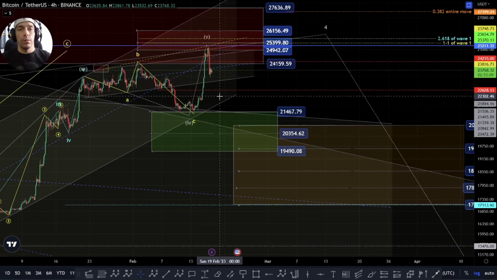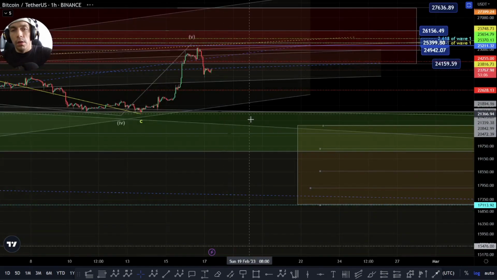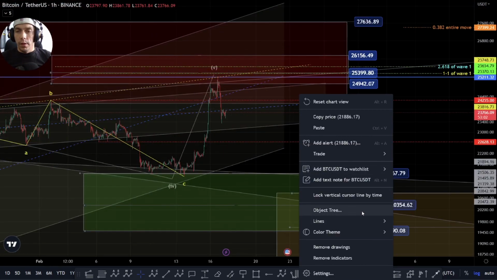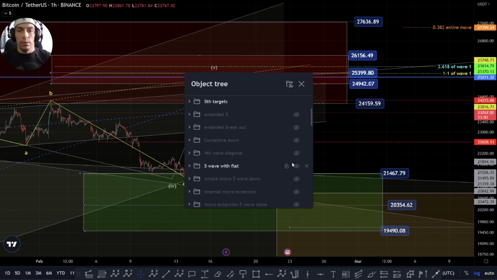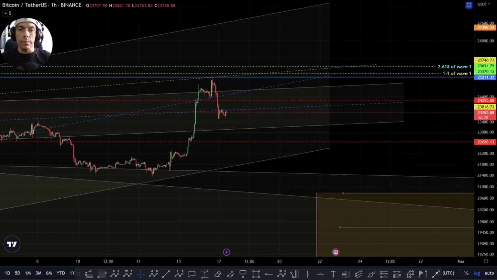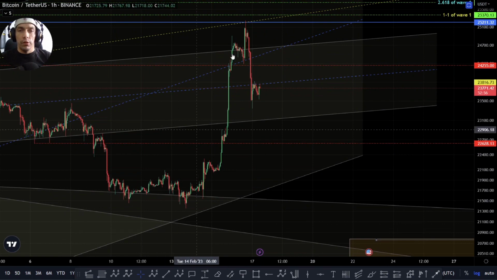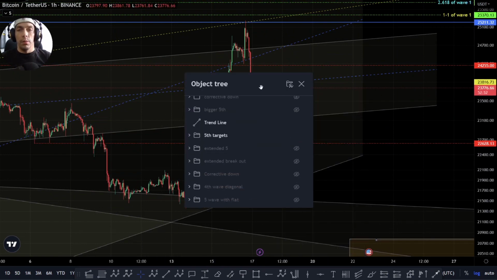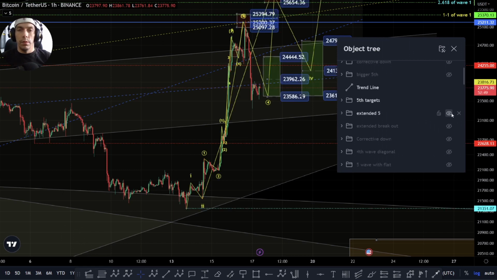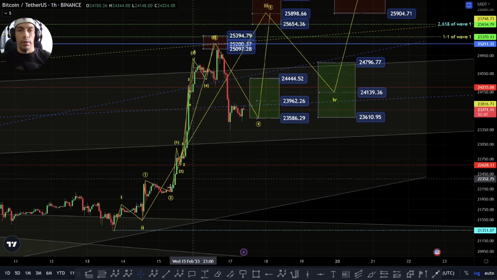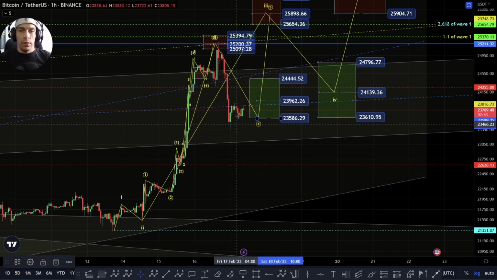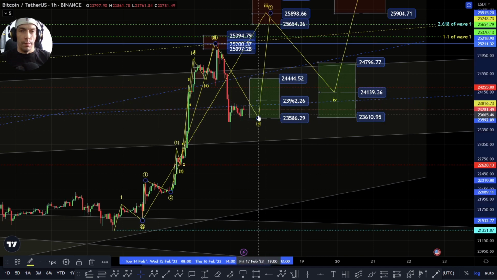Okay, so let's talk about the internals now. Within this structure, I'm going to turn off this fourth wave. Let's turn this off. There we go. So looking at this move in isolation here, we've got a couple of options, and we were looking for these yesterday. We were looking for the fact that we could have had an extension within these, like this. The problem is, however, this move to the downside does seem to look like a five-wave structure, so it wouldn't really fit into this idea.